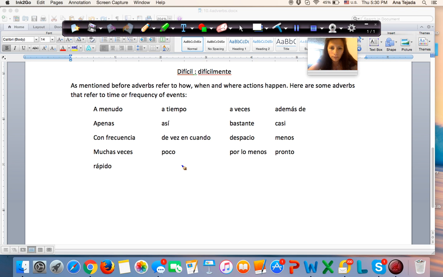So these are some of the most common ones. Look at them, they don't end in mente, but at least they'll tell us about the time frame or when or how or where something happened. So that's why they are known as adverbs.